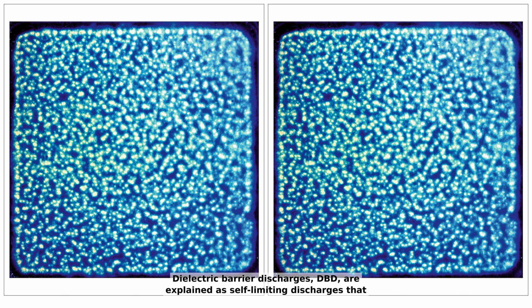discharge mode. Dielectric barrier discharges, DBD, are explained as self-limiting discharges that stop when space charge at the dielectric cancels the applied electric field. Because of that self-limiting behavior, DBD normally require alternating voltages, and the dielectric acts as a ballast. The excerpt states that DBD are typically operated from 50 to 60 Hz up to about 10 MHz, depending on configuration and current limitation.